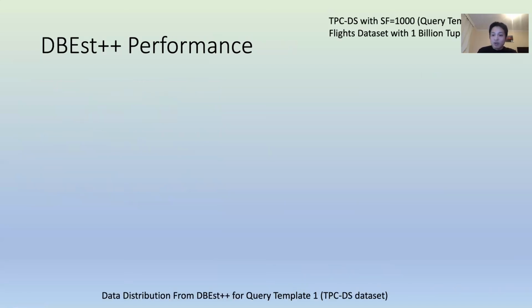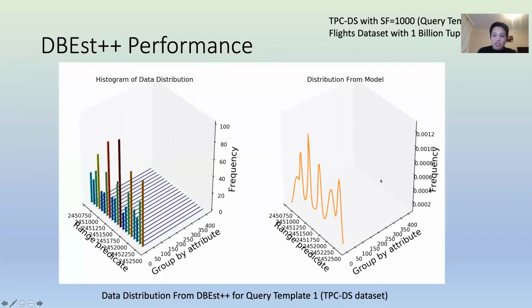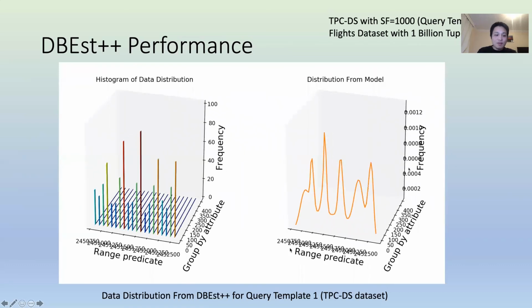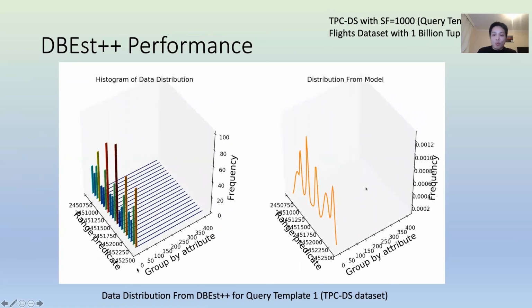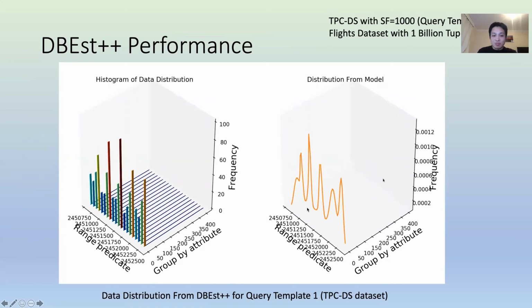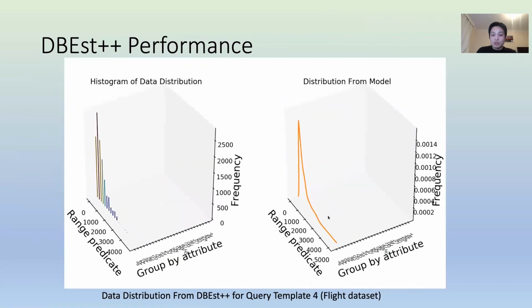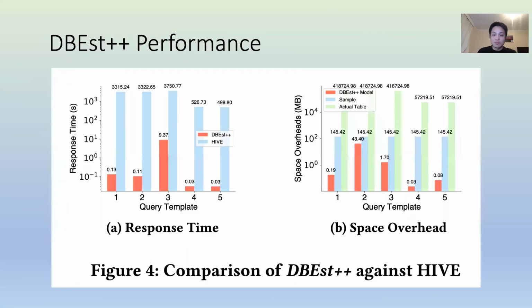Here, we show the performance of DBEst++ for query template 1. The left figure shows the histogram of the data, and the right figure shows the distribution from DBEst++. For demonstration purposes, we only show the results for one group. Clearly, the distribution from DBEst++ resembles the actual histogram. We also show the result for the flight dataset, and the same conclusion holds.